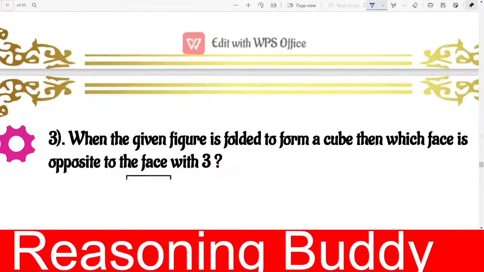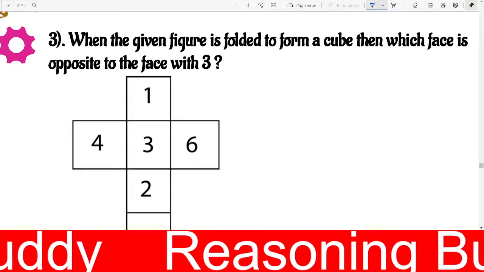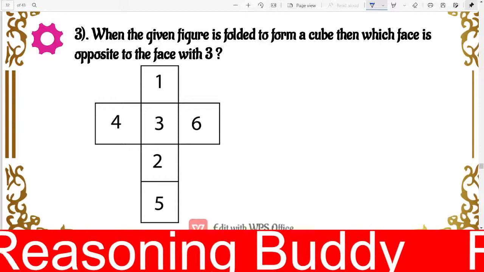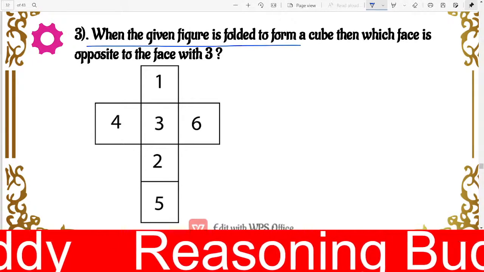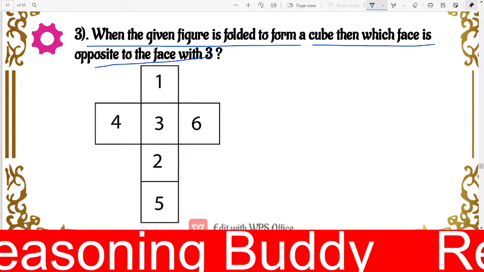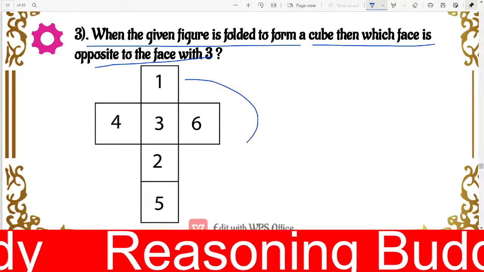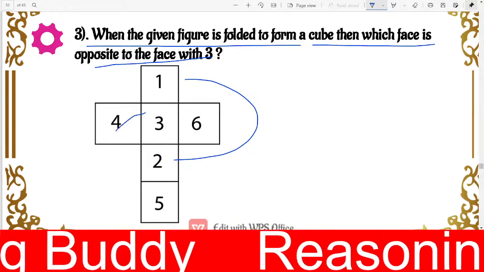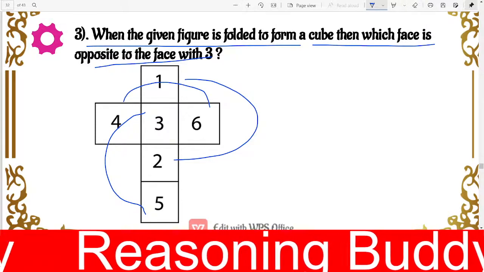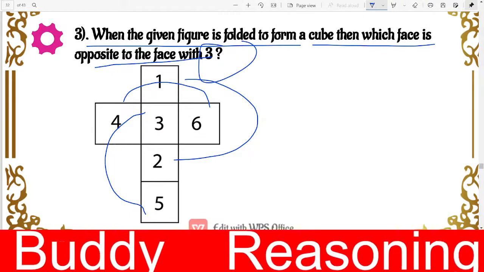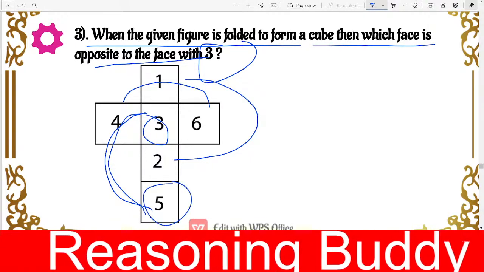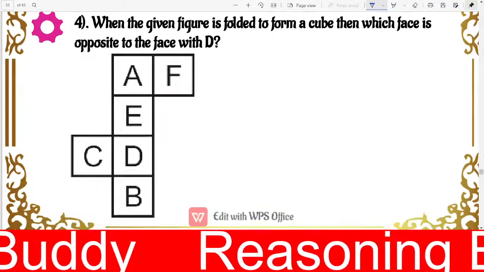So next, you can see the question. When the given figure is folded to form a cube, which face is opposite to 3? So take one gap. I'm taking 3 and 5, so the remaining 2 is the opposite pair. Here in the question they ask for 3. So the opposite face for 3 is 5. So next, these are very easy sums.